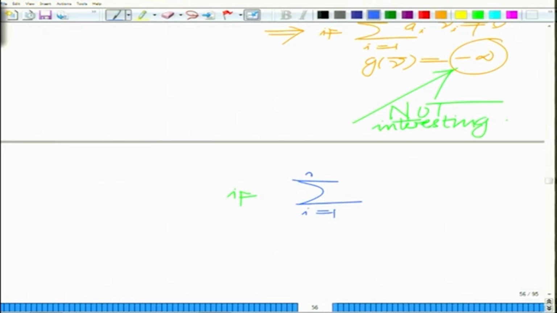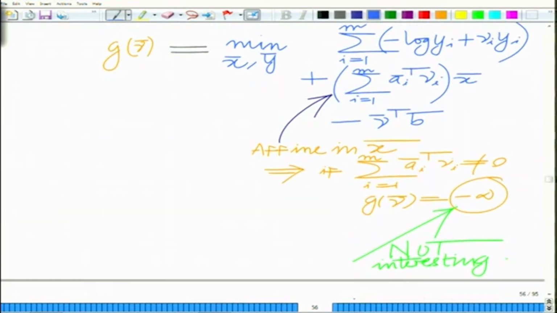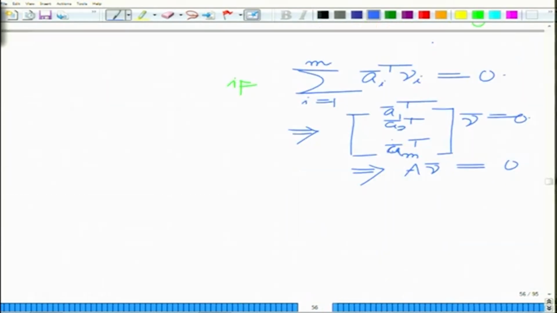Therefore, on the other hand, if summation i equal to 1 to m of nu i ai bar transpose equal to 0, this implies, if you look at this, A transpose into nu bar equal to 0, or basically A times nu bar equal to 0, then of course this is not an affine function. So, we would like to consider this condition, A times nu bar equal to 0, because we still have this other part.